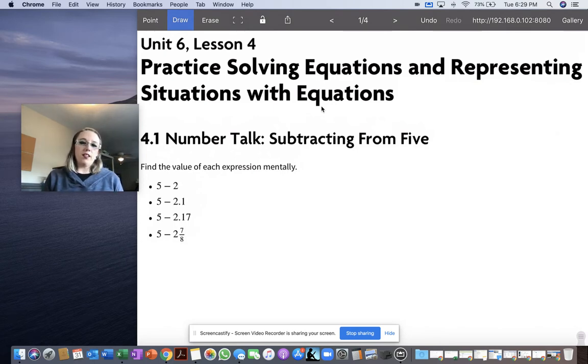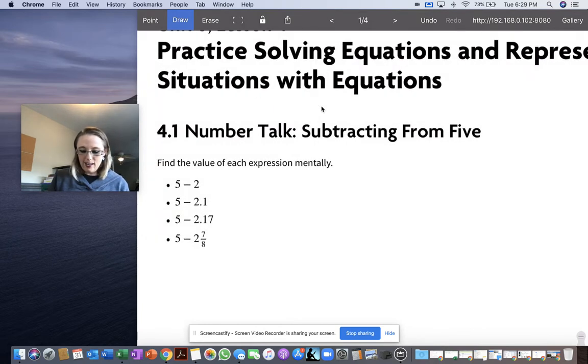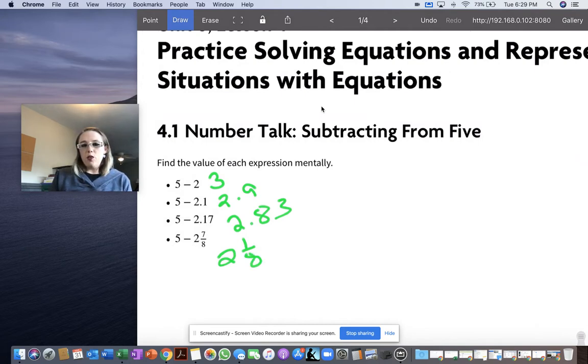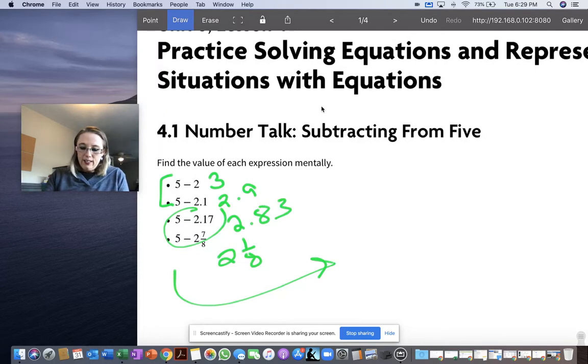4.1, number talk subtracting from 5. Okay, so this should be super fast, super easy. This is 3, 2.9, 2.83, and 2 and an eighth. Okay? If you need to write these ones out, that's okay. These two you should be able to do in your head by now. Okay?